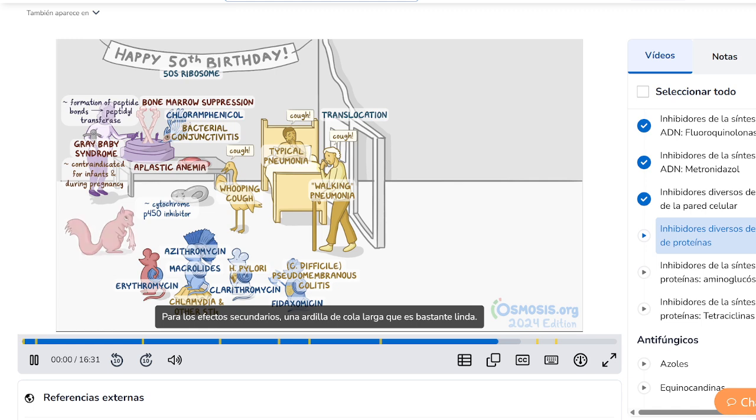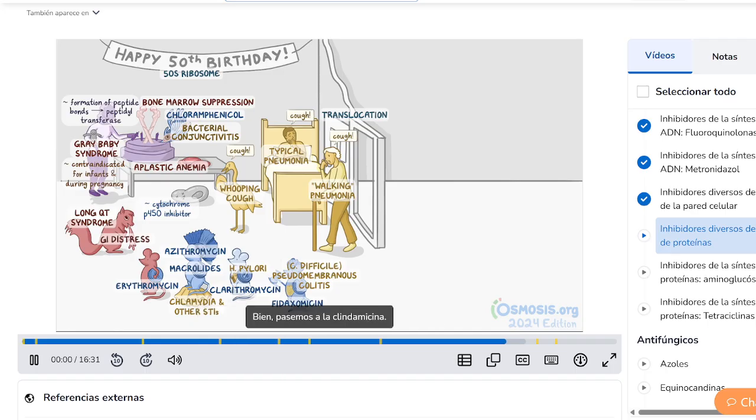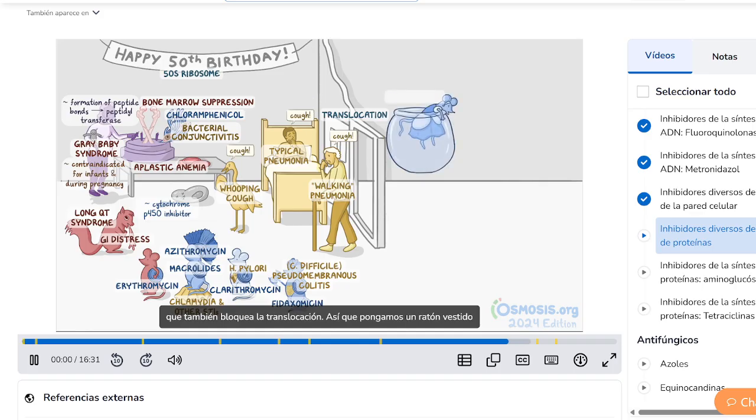For side effects, a long-tailed squirrel who's quite a cutie wants to join the mice squad, and this represents long QT syndrome. It's a bit sick, however, and is vomiting, which represents GI distress and a bad first impression on the mice it wants to impress. Okay, let's move on to clindamycin, which also blocks translocation.